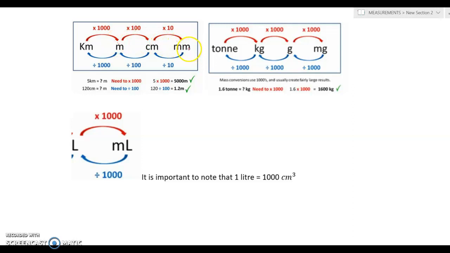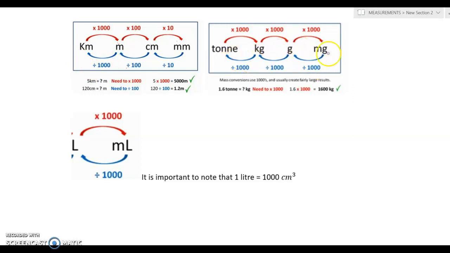Then the reverse, when we want to change a smaller unit to a larger unit, so this is the blue arrows here, we divide, right? So millimeters to centimeters, divide by 10, centimeters to meters, divide by 100, and meters to kilometers, divide by 1,000. Again, this is just a recap, things you all know already.